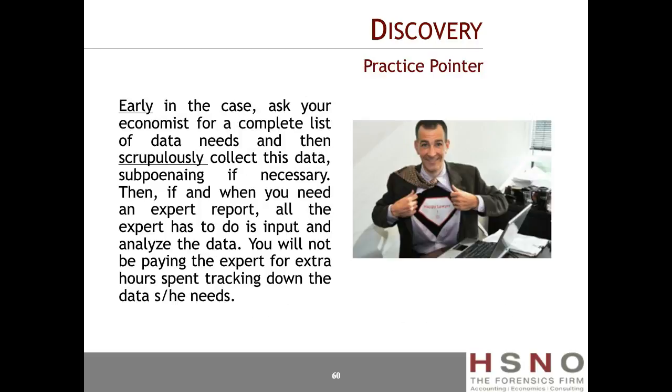Okay, practice pointer. Early in the case, this will save you more money than anything else, although people seldom do it. Early in the case, probably at the same time that you file your complaint, you want to ask an economist for a complete list of data needs, and then collect that data as early as possible. If you're not going to do any subpoenas, you're going to rely on the plaintiff. You want them hunting around their garage looking for their old W-2s, finding their pay statements, and collecting all of it. That way, if you have all the data that the economist has asked for right in hand, you can wait and not pay the economist. You can try and settle the case. You could have the economist do a rough calculation, try to settle the case.